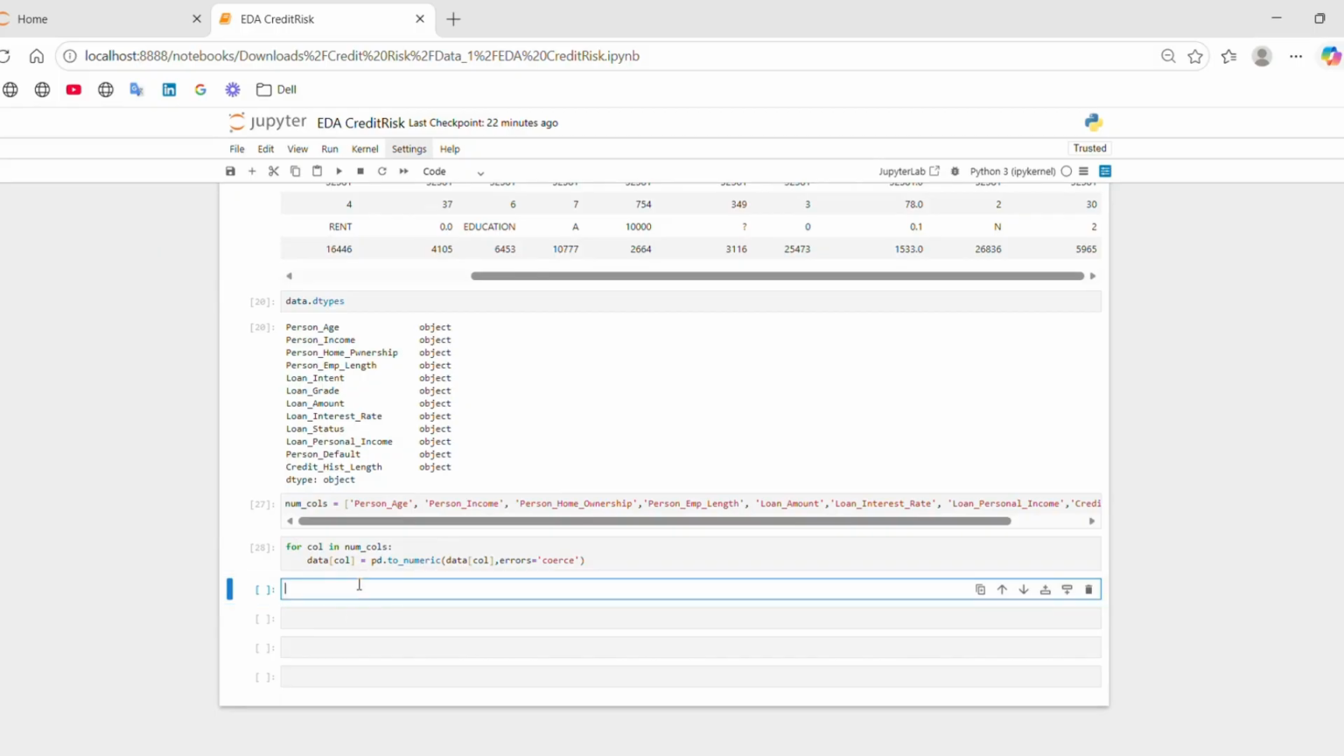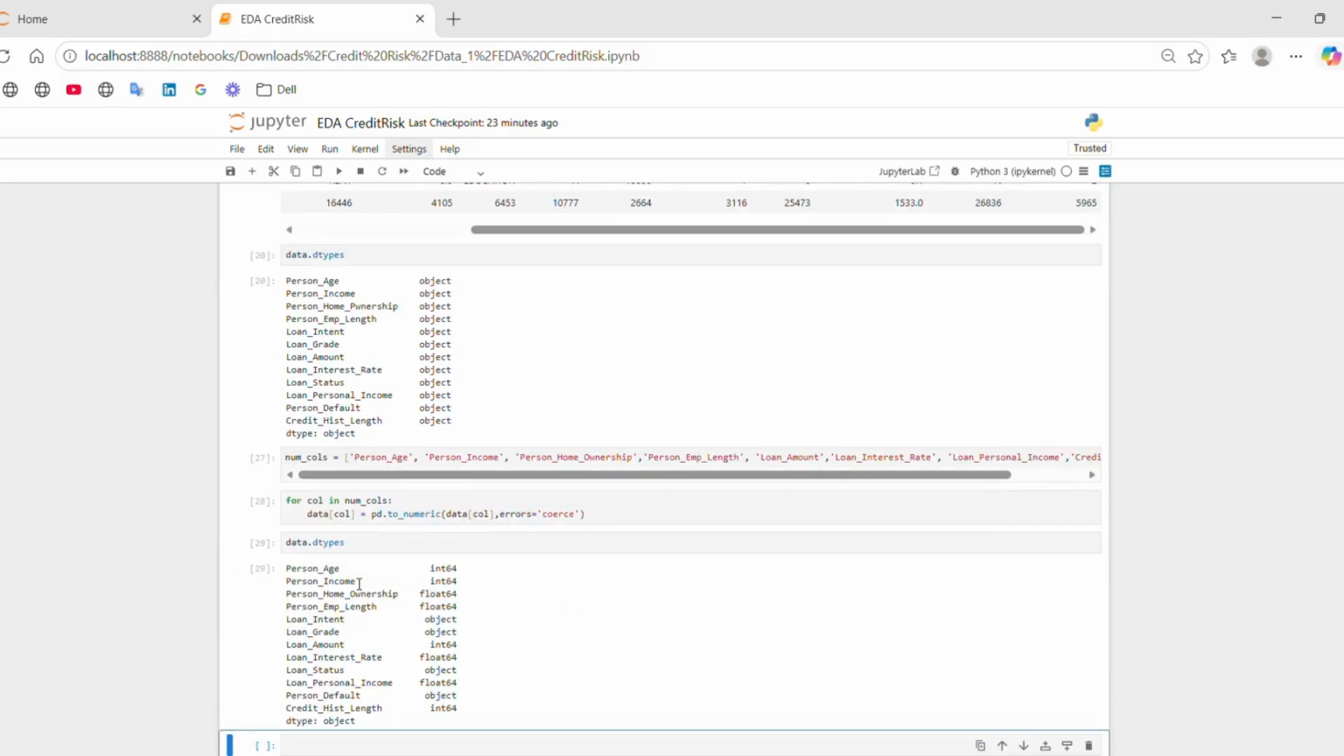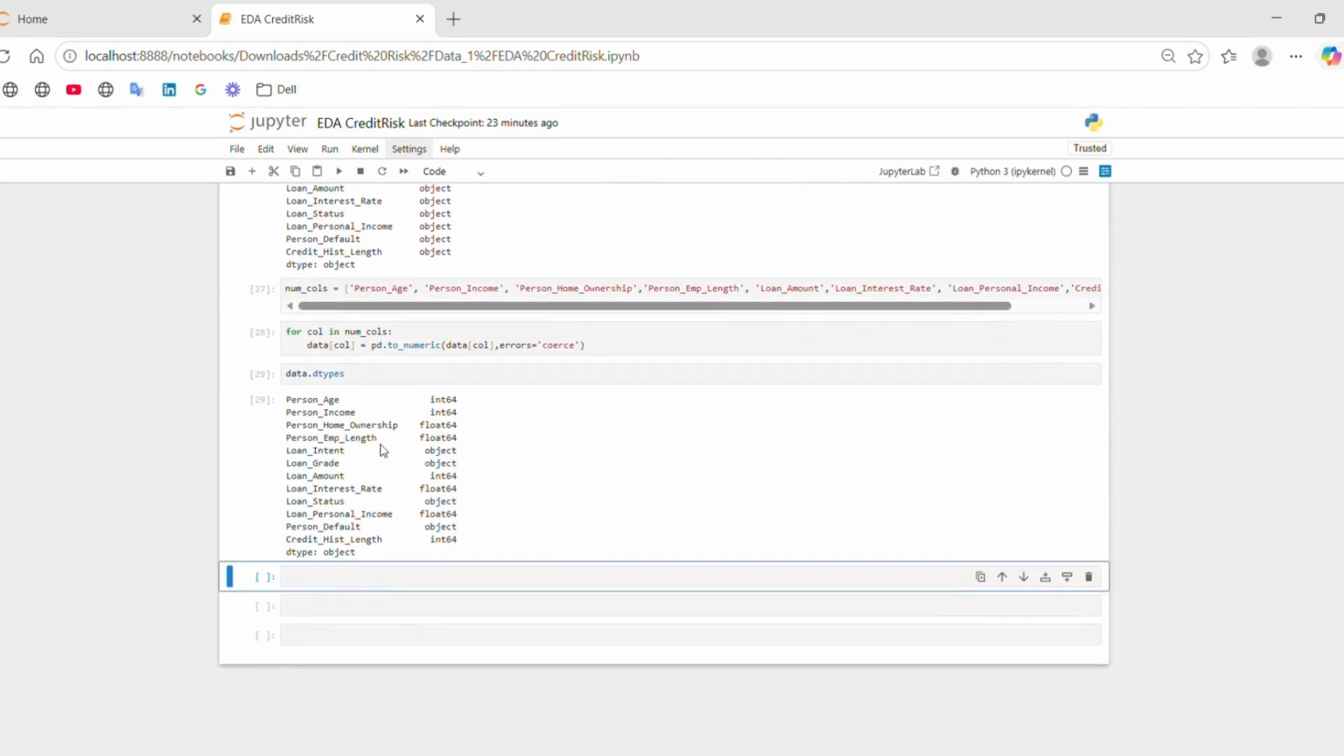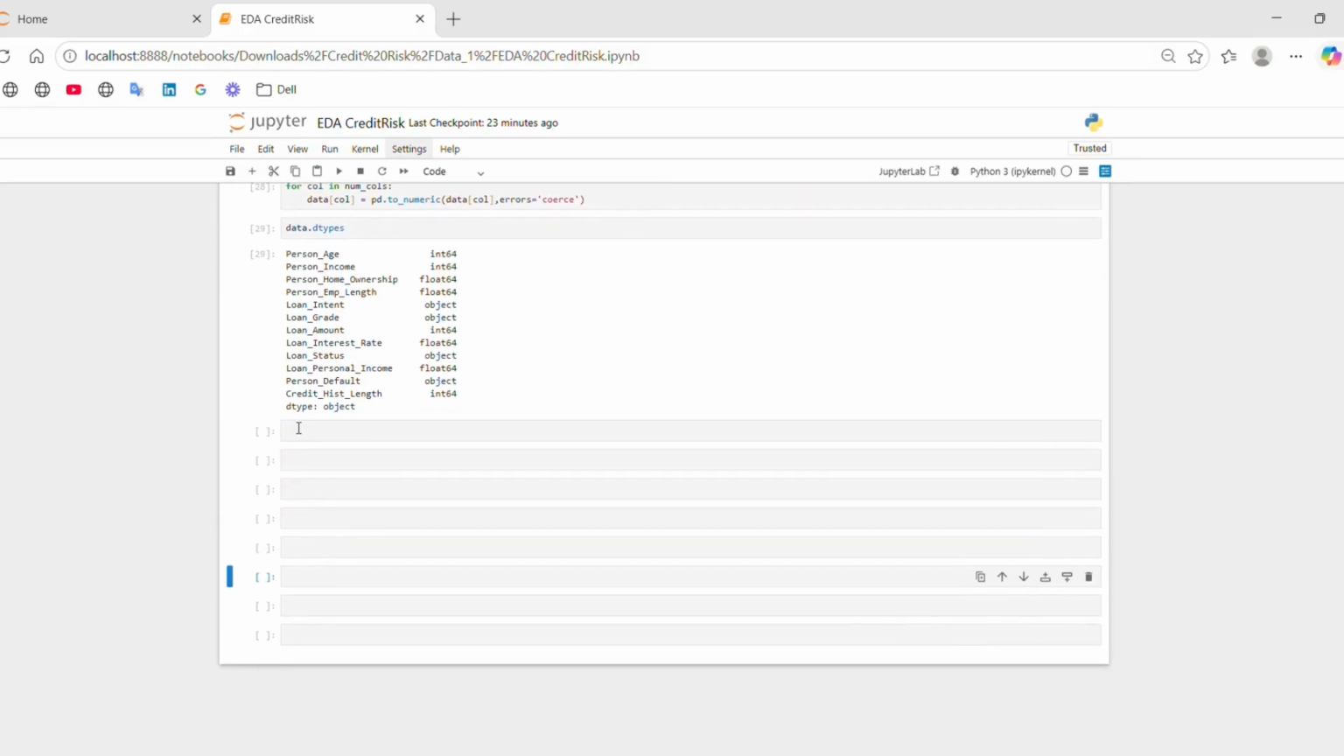Okay, so now let's check once again what the data types are. Now you can see that for the columns we defined, we have defined the data types. So that's the first part of the EDA. Now let's handle the missing values.